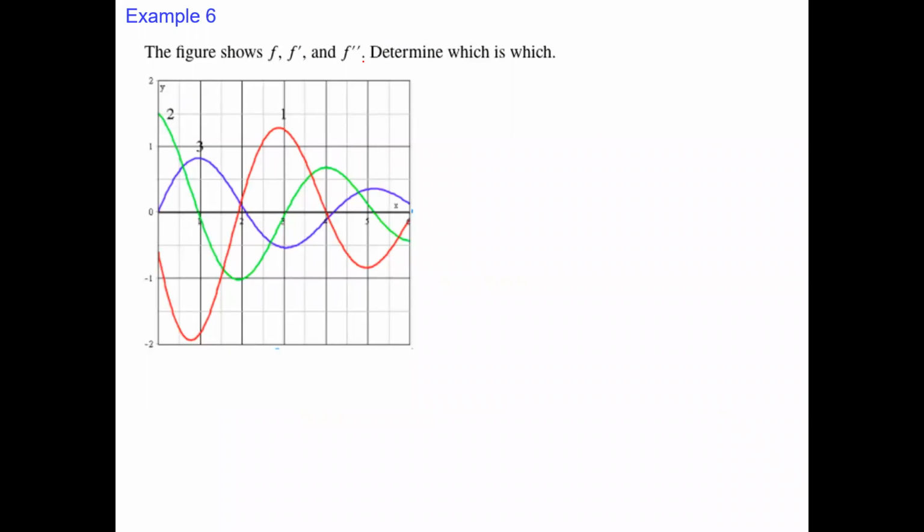Let's figure out, okay, this is different, but it's still playing with higher derivatives, the first and the second. One graph is a function, one graph is the derivative, one graph is the second derivative. We have to determine which one is which.